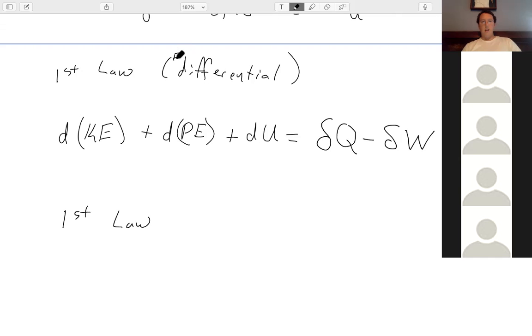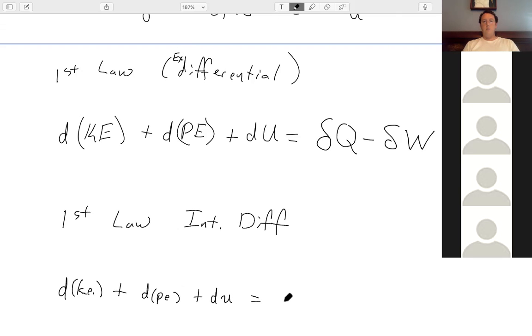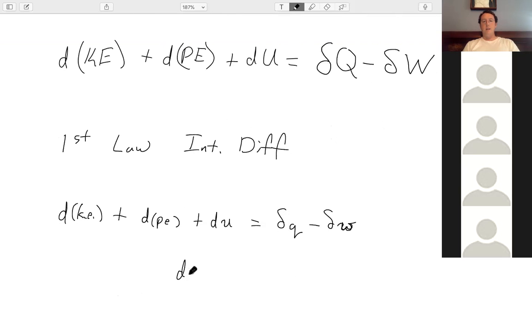So this was the extensive differential form, and this will be the intensive differential form. It kills me, not kills me, but it's just tedious. These will almost never be significant when we're doing all this stuff. dPE plus du equals delta Q minus delta W. And typically, in fact, I'll just write du is delta Q minus delta W. That's usually how I will write this.